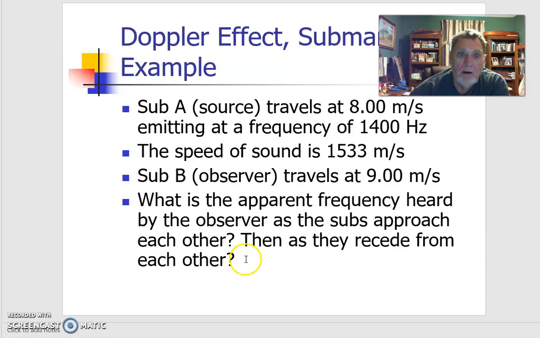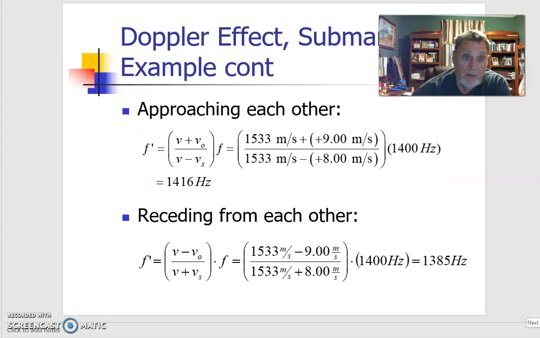Another picture. All right, suppose a sub, which is our source, is traveling at 8 meters a second, emitting at a frequency of 1400 hertz. The speed of sound is 1533 underwater. The observer is traveling at 9 meters a second. Now we can draw a couple of different scenarios. And what we have to decide is who's moving which way.